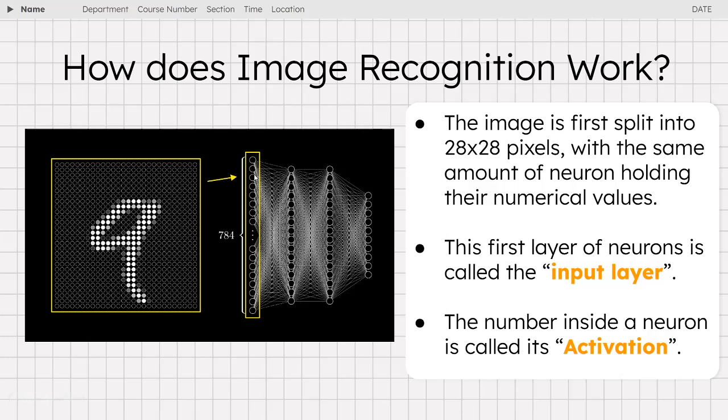All of these neurons form the first layer, which is called the input layer, because those are the neurons that we get from the input that we give. And the number or the value inside the neurons is called its activation. The reason for this is because if it's 0, it will be black, so it's not going to be activated. If it's white, or if it's 1, it will be activated. If it's 0.7, it would be partially shaded, so it will be partially activated.